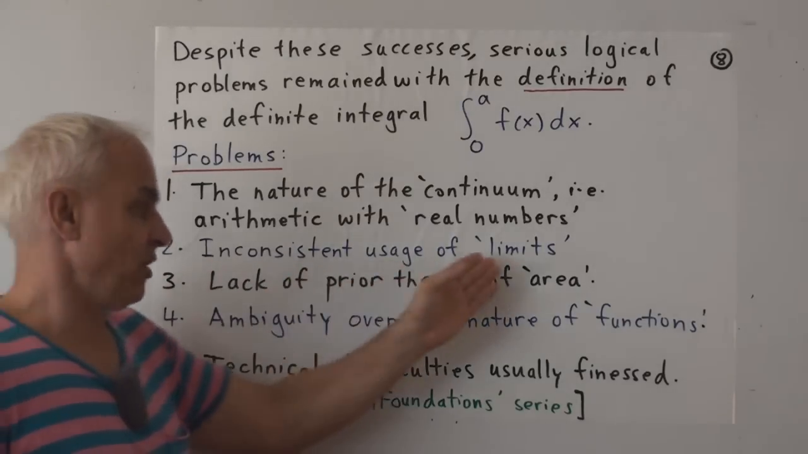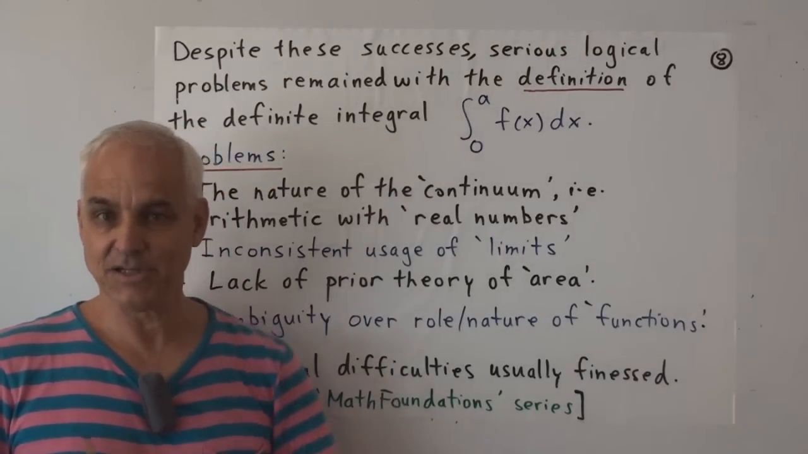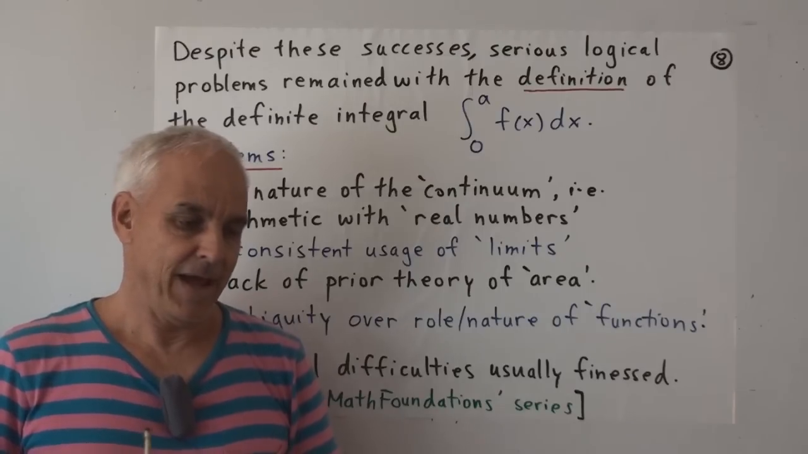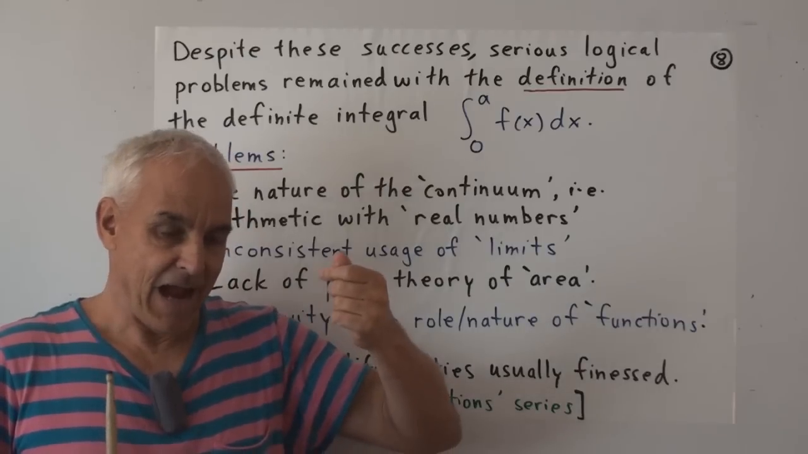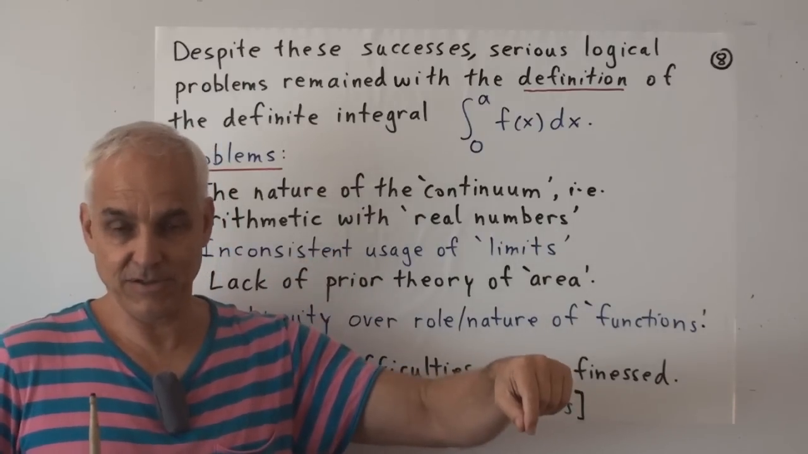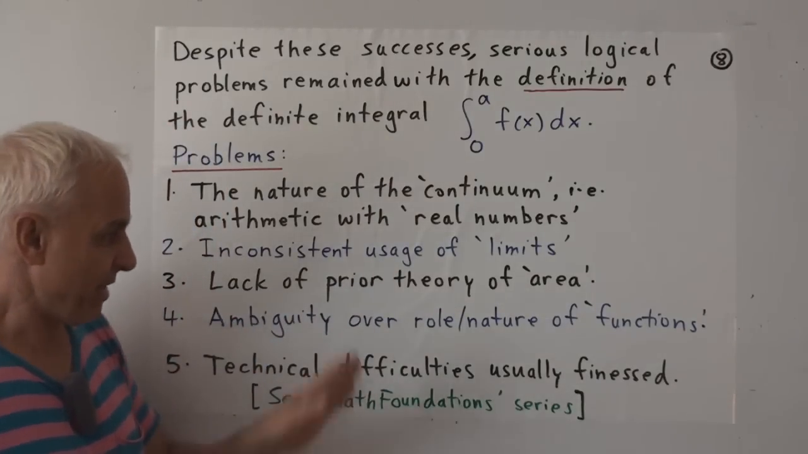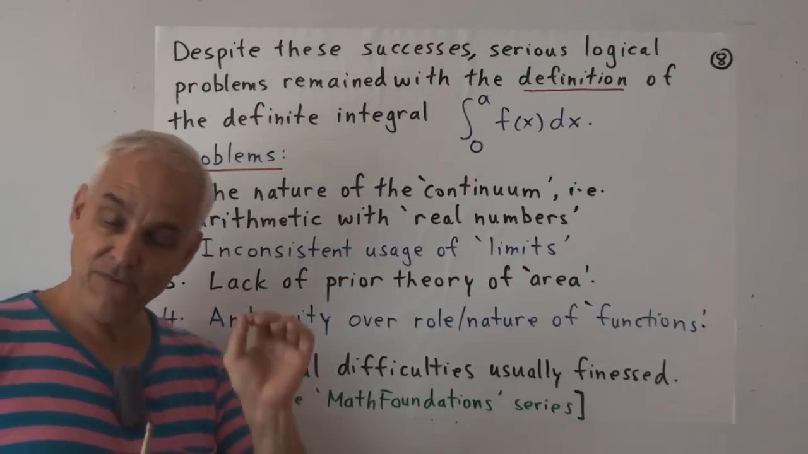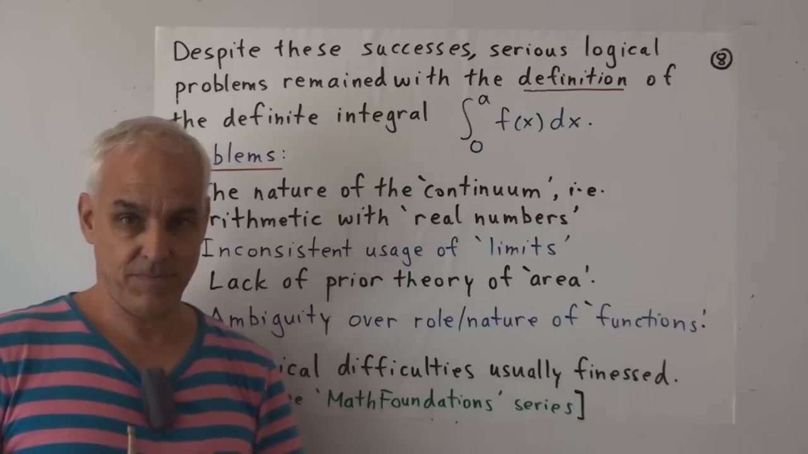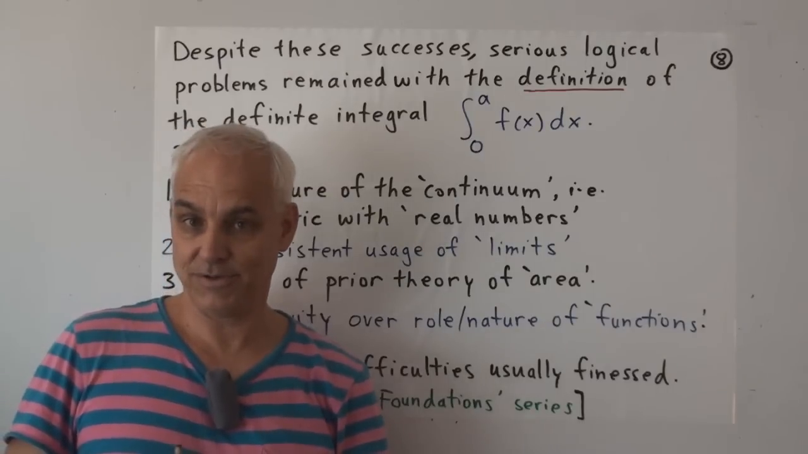Then there's inconsistent usage of limits. So the theory of limits with epsilons and deltas, if you do it formally, actually has logical problems associated to it. And these logical problems have to do with the actual sort of infinite specifications required in the definition of epsilons and deltas. So I'm going to talk more about this in the Math Foundation series. I don't want to go into great detail. But let's just say that there are problems with limits, even simple limits like limits of a function as x approaches a value. But when we go to the integral and the definition of the integral, limits are also used.